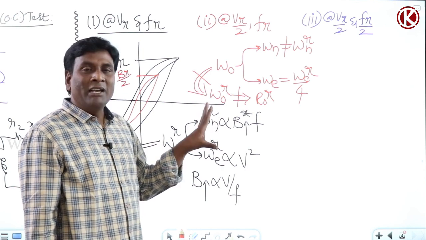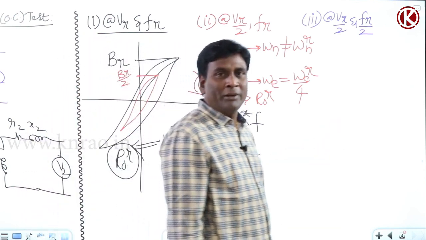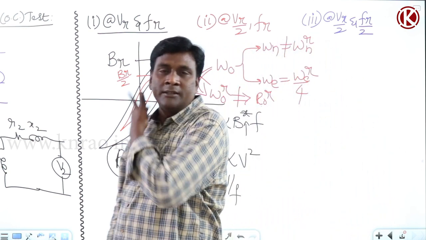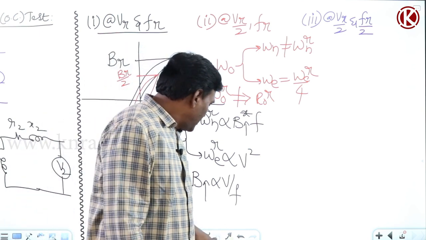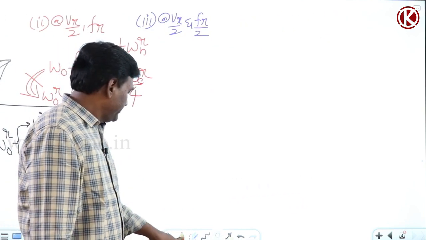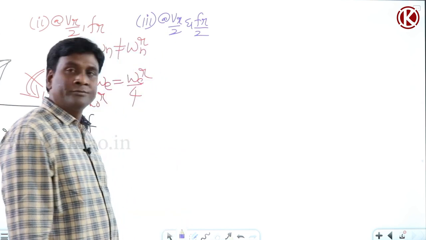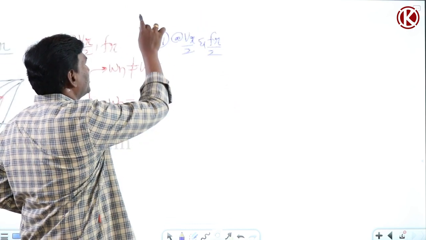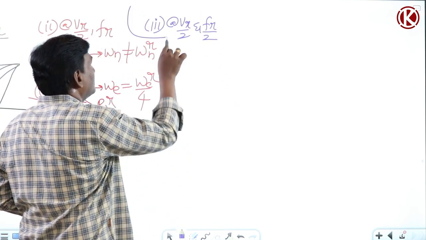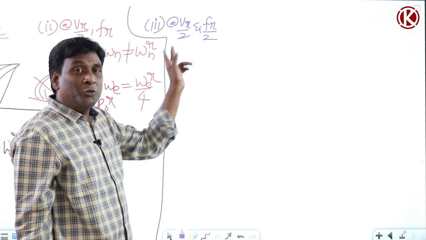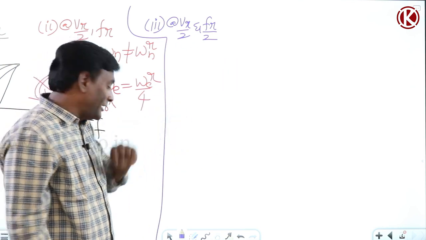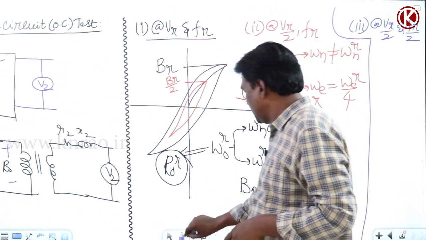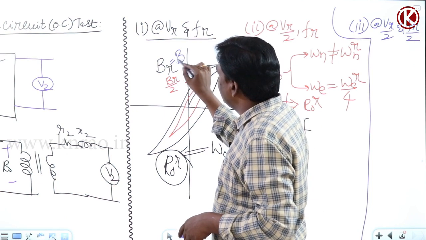Okay, so my OC test cannot be conducted at other than rated voltage by not maintaining V by F ratio constant. Now, let us think of the third case. Now, if you think of the third case, V rated by 2, F rated by 2. So V by F ratio is maintained. So B max is going to be same. So if you see, the blue line also, B rated will be here only.